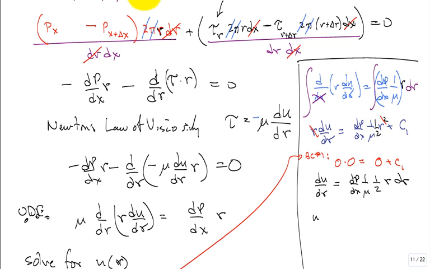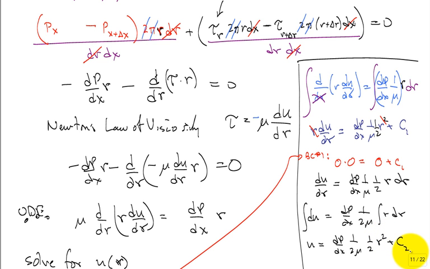Okay, now we separate and integrate, so you have du equal to dp dx 1 over 2 mu, the integral of r dr, like that. So pick up u is equal to dp dx 1 over 2 mu, and we'll pick up 1/2 r squared plus c2. All right.